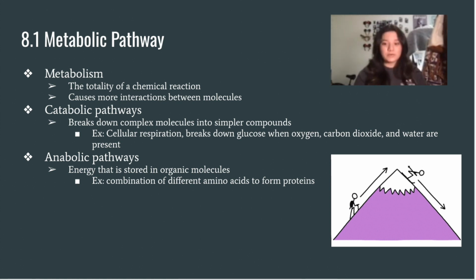A catabolic pathway is one that breaks down certain molecules into simpler compounds. An example of this is cellular respiration, because of the breakdown of glucose when oxygen, carbon dioxide, and water are present. An anabolic pathway is where energy is stored in an organic molecule, and an example of this is the combination of different amino acids to form proteins.